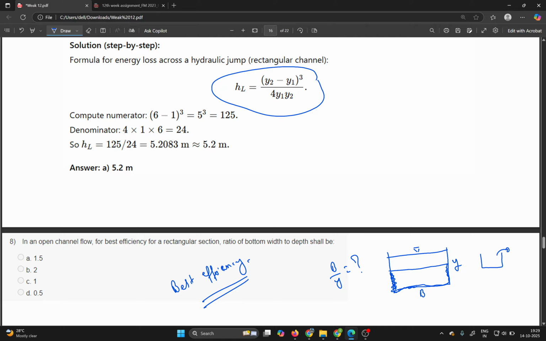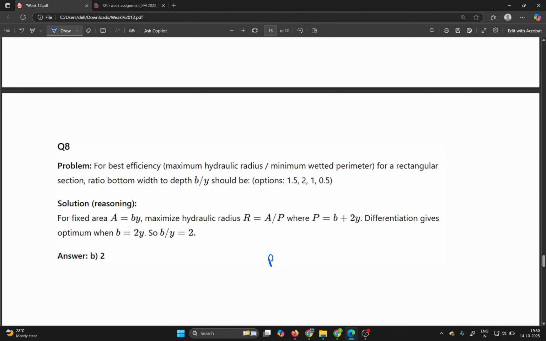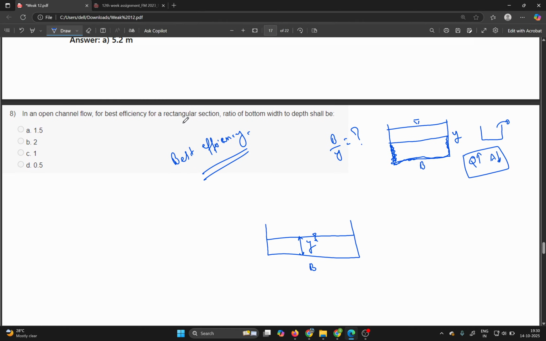So we'll have two conditions. The discharge will be more and area should be less. So considering these things, after the derivation, the relation will be this one. Remember please, your width should be two times the depth. Okay, this is your rectangular channel. This is your B and this is your Y.